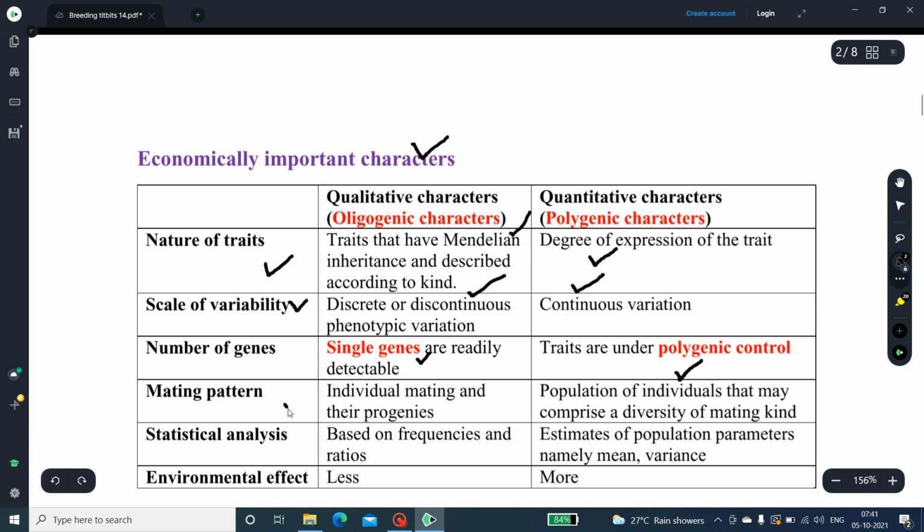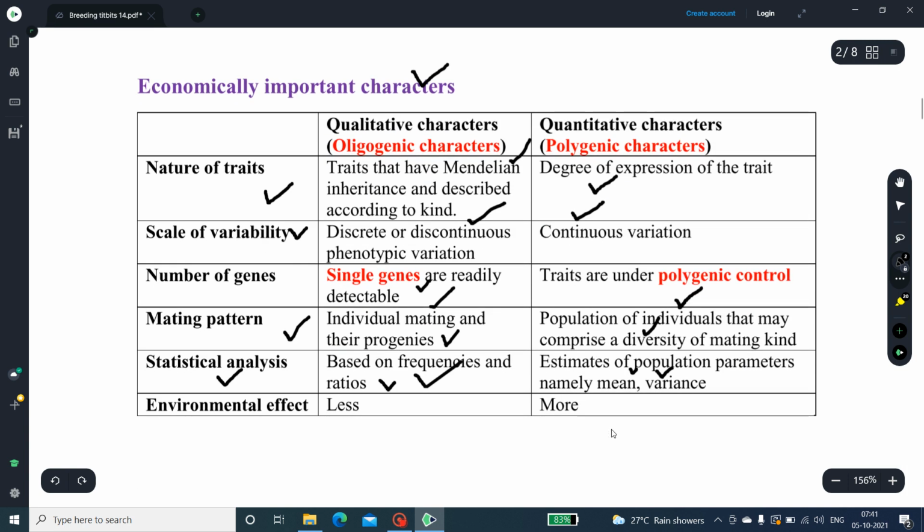With respect to mating pattern, in qualitative characters it is the individual mating and their progenies. With respect to quantitative characters, it is the population of individuals that may comprise a diversity of mating kinds. Regarding statistical analysis, qualitative characters are based on frequencies and ratios, while quantitative characters use estimates of population parameters, that is biometric parameters, namely mean and variance.